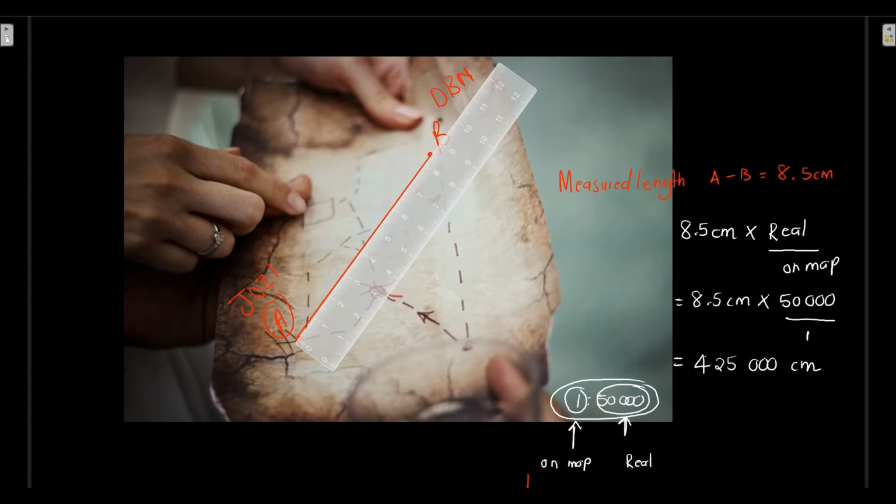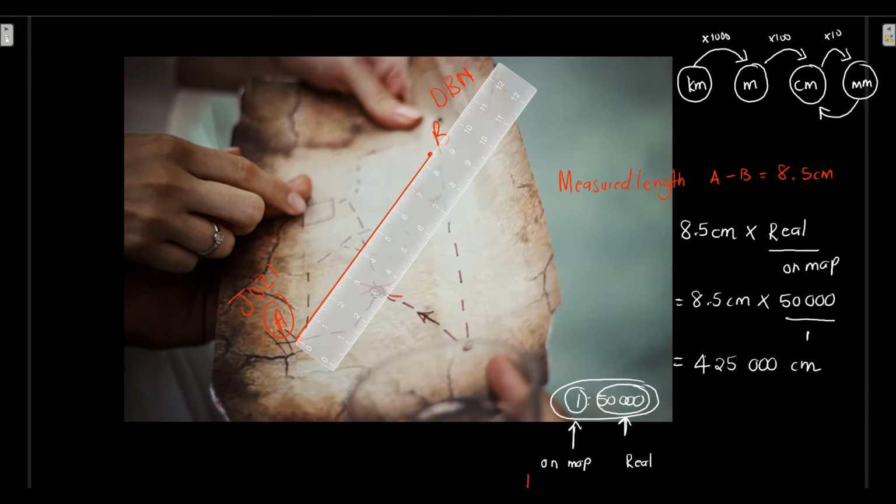Okay, and then from here, I could further ask you to convert this real life distance into kilometers. So how would we convert these centimeters to kilometers? We would just use the diagrams that are always used on my channel. We know from kilometers to meters, you multiply by 1,000. From meters to centimeters, you multiply by 100. From centimeters to millimeters, you multiply by 10. From millimeters to centimeters, you do the reverse operation of what you did at the top. So you're going to divide by 10, divide by 100, divide by 1,000.